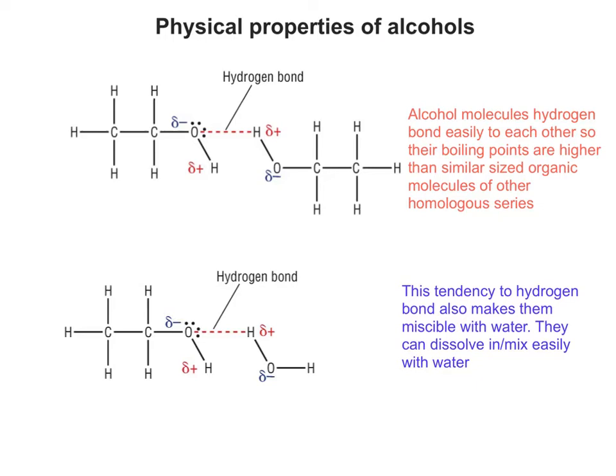This is obviously put to use in alcoholic drinks, where drinks can be watered down, for example. So what's happening is the hydrogen bonding taking place between the ethanol in the alcoholic drink and the water that's added to it means that the two liquids can mix easily.